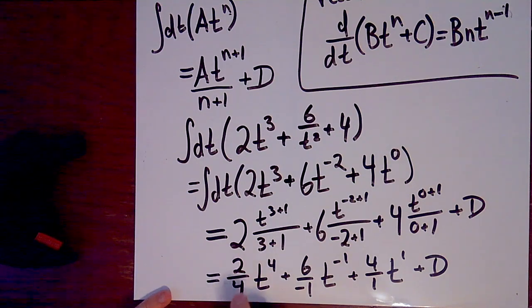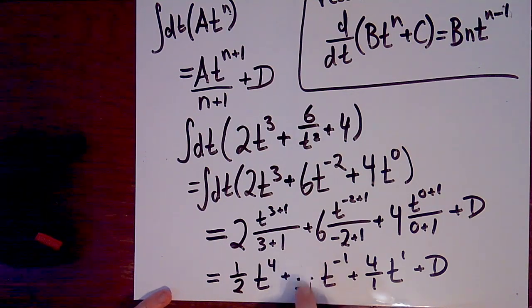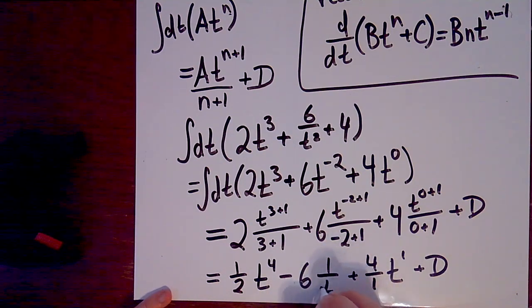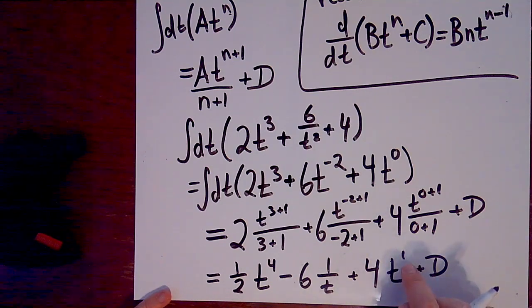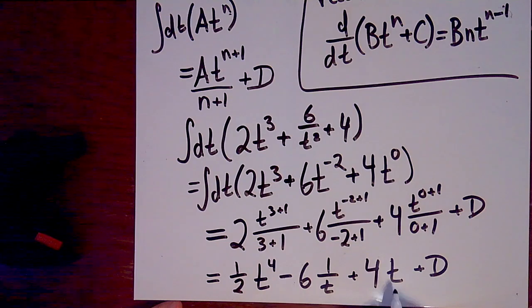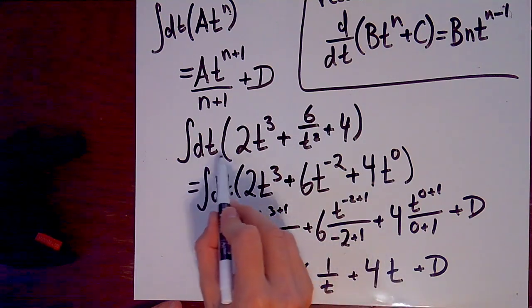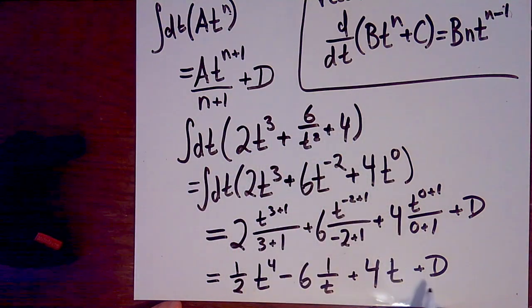and we can clean this up even a little bit more. 2 over 4, that becomes 1/2, 6 over negative 1, that becomes negative 6, t to the negative 1, well, that's the same thing as dividing by t. And then 4 over 1, that's 4. All right, and I guess we don't need to write this exponent either. It's implied when we leave it as just t. So if you're integrating this equation, here's what you end up with.